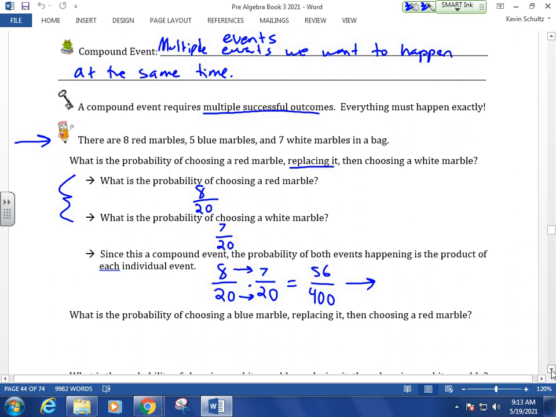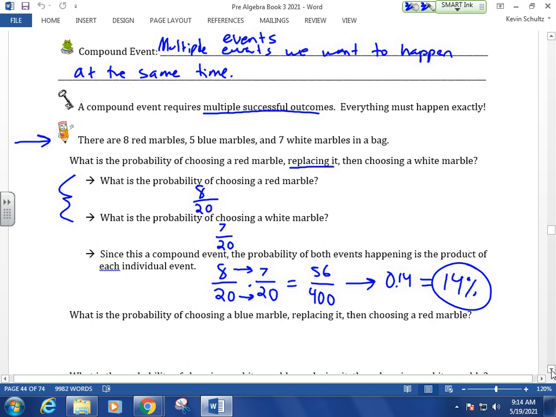So we're going to convert it to a decimal first. 56 divided by 400 is 0.14, which equals 14%. So you have a 14% chance of this compound event happening. Likely or not? Not likely to happen, okay? On average, 14 out of 100 times, again, percent meaning out of 100, this is going to occur, okay? Questions on this?